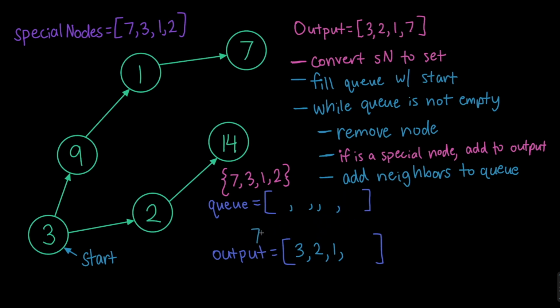We pull out the 7 node. We check, is it a special node? Yes, it is. It's present in our set. So we move it to the output right here. Now the last step is to make sure we add any neighbors of the 7 node to the queue.